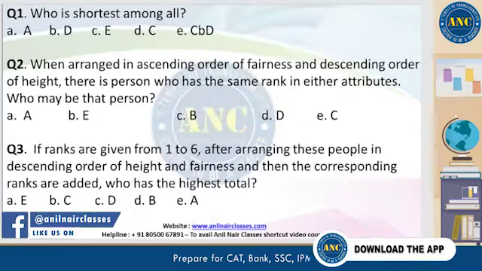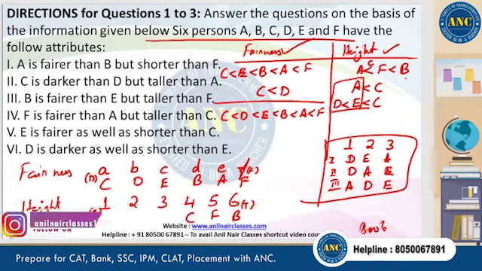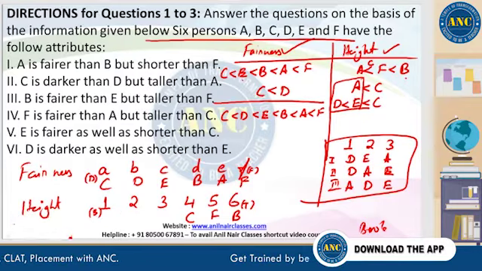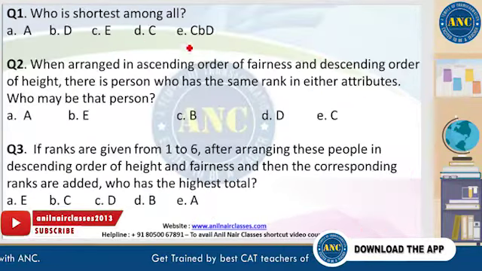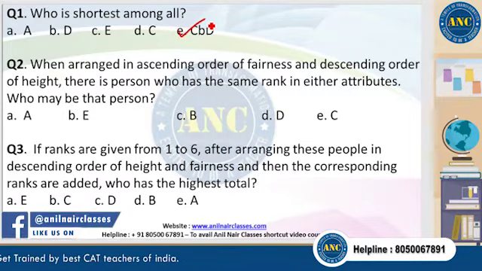Pretty simple stuff, right? Who is the shortest of them all? So if you're talking of the shortest, that means height of 1. Can we find out? It could either be D or A. We cannot actually sit and find the answer, so the answer cannot be determined, right? When arranged in ascending order of fairness, right?